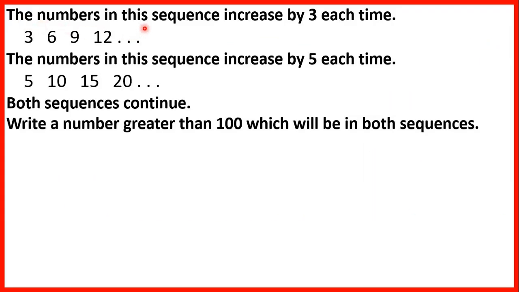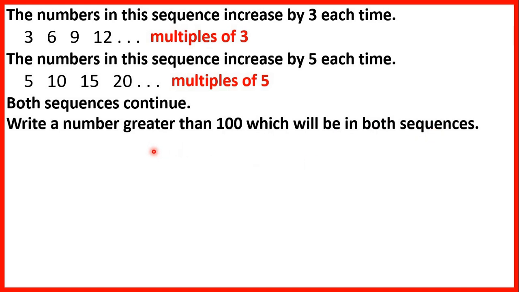The numbers in this sequence increase by 3 each time. So we have 3, 6, 9, 12, and so on. So we have multiples of 3. The numbers in this sequence increase by 5 each time. So we have multiples of 5. Both sequences continue. Write a number greater, so larger, than 100, which will be in both sequences.